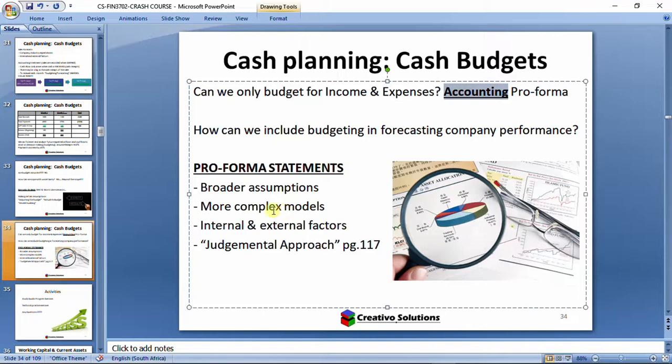Okay, it is quite complex, and obviously if we were looking at more practical questions, you could have a look at this. There's a reference in your textbook. I think I need to update the page number as well here for the new textbook. Let me just find it. Yeah, pro forma statements is on page 124. The judgmental approach is something that they described on page 128. Okay, let me just update that page number.